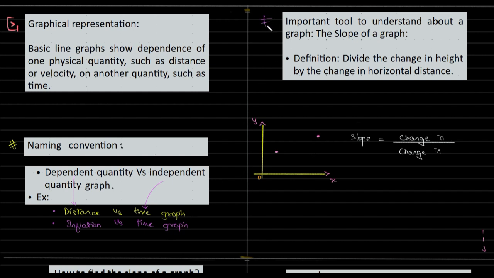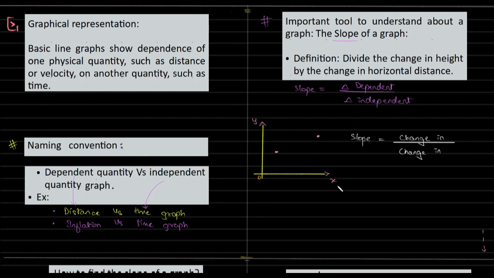Next we'll look into an important tool that is useful with every graph. That is the slope of a graph. To define it, we have dividing the change in height by change in horizontal distance, or dividing the change in dependent quantity by change in independent quantity. How does it sound like? It sounds like rate of change, is it not? Change in dependent divided by change in independent. We can define it this way also.